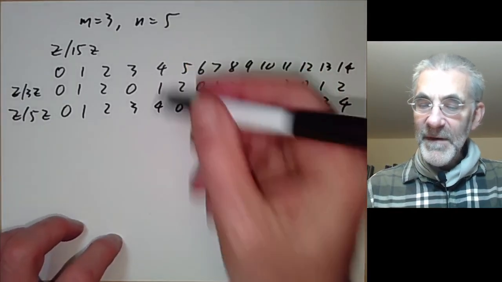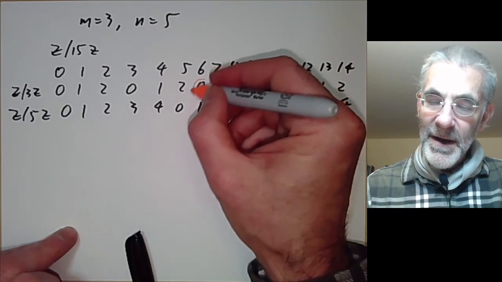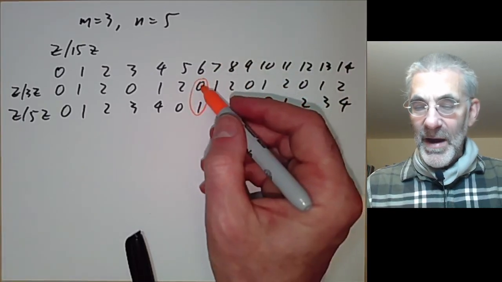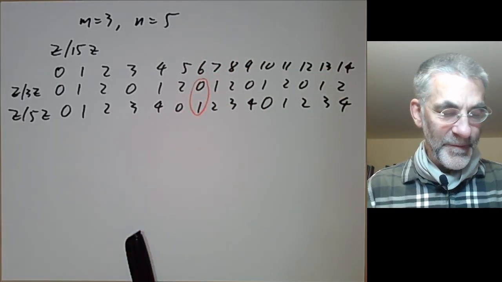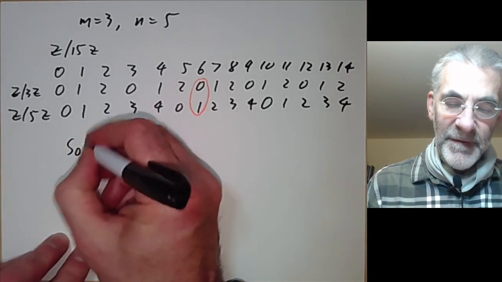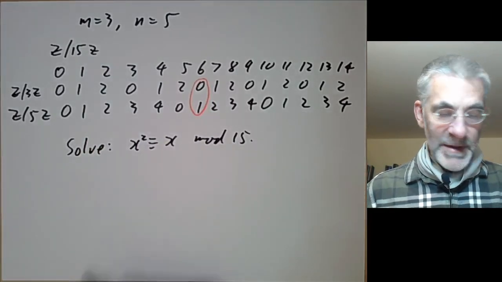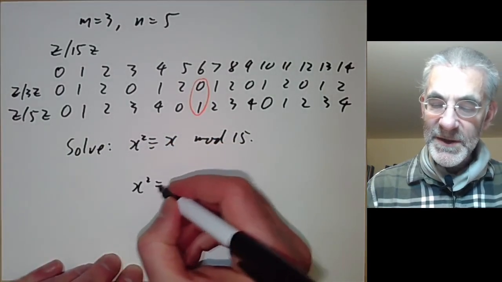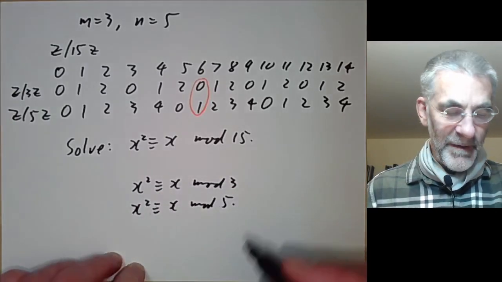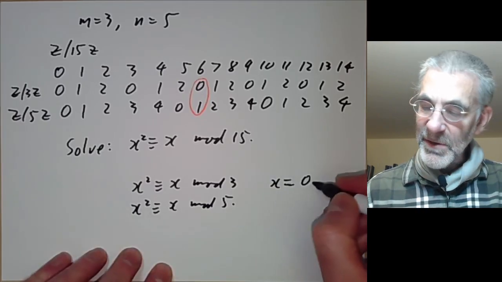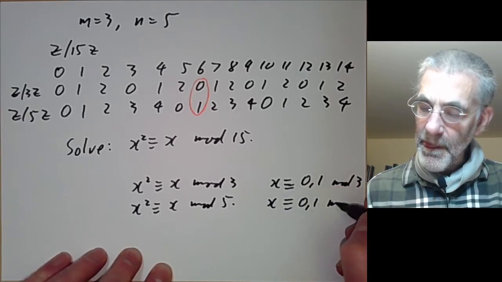So you see that for every pair of elements here, so if we take the element 0 here and 1 here, there's a unique column containing that pair. So x equals 0 mod 3 and 1 mod 5. We look up the solution, it would be x is 6 mod 15. So let's solve, say, x squared is congruent to x mod 15. So what we do is we break this into two problems. We solve x squared is congruent to x mod 3 and x squared is congruent to x mod 5. And then we see that x has to be congruent to 0 or 1 mod 3 and x is congruent to 0 or 1 mod 5.